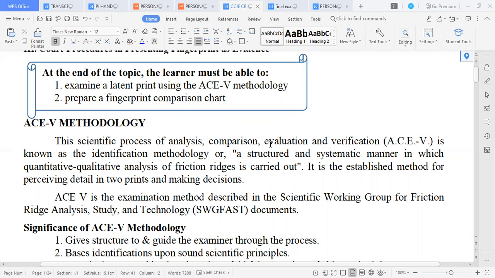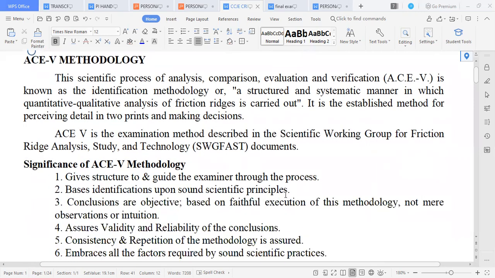So accordingly, this is described by the Scientific Working Group for Friction Ridge Analysis, Study, and Technology, also known as SWGFAST. So let's take a look also at the significance or the importance of ACEV methodology. First, you would see here that it would give structure and at the same time, it will guide the examiner through the process. Just like what I made mention, there are different processes that are being undertaken.